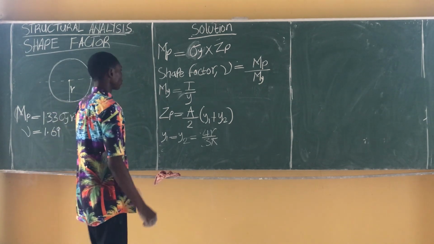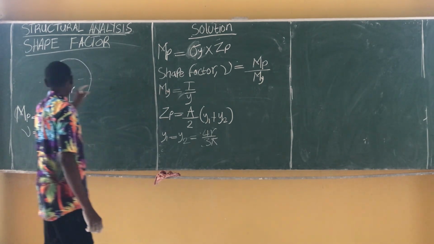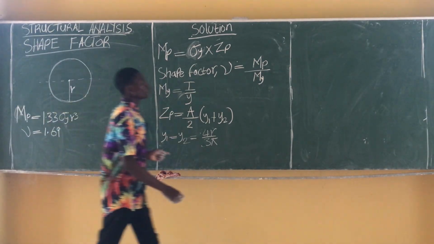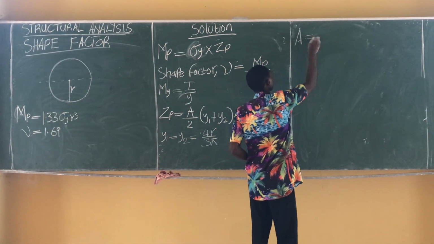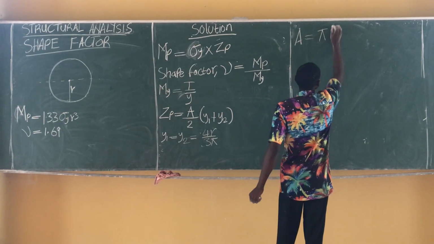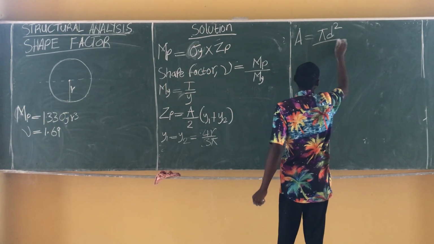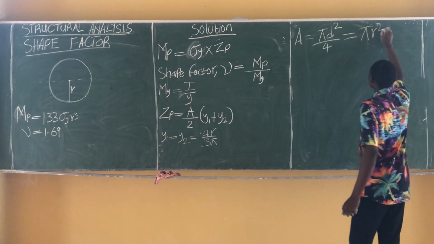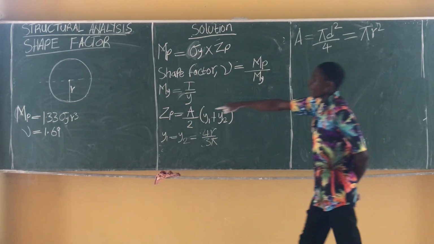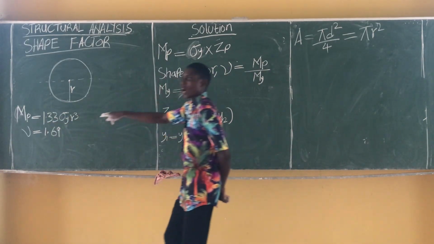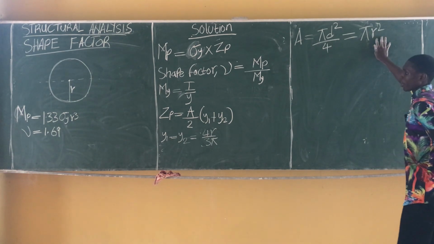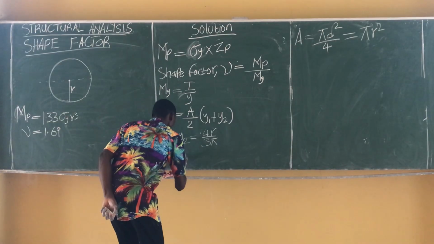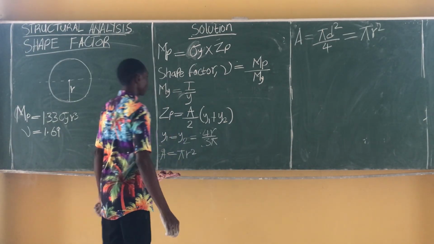All right. How do we get our area? Now, we need to express our plastic modulus in terms of r. We know that area of a circle is equal to pi d squared over 4, also it is equal to pi r squared. Because we are asked to express our plastic moment in terms of r, we will make use of this. So we have our A to be equal to pi r square.